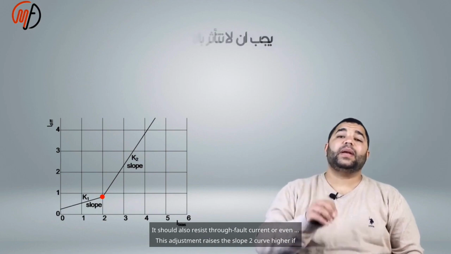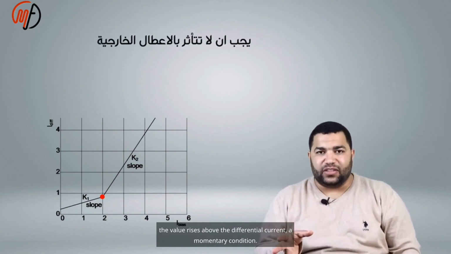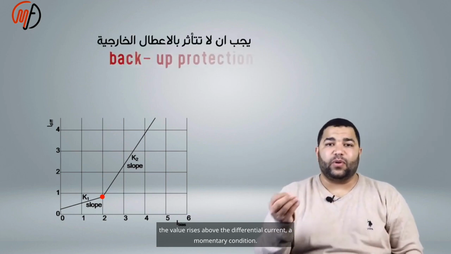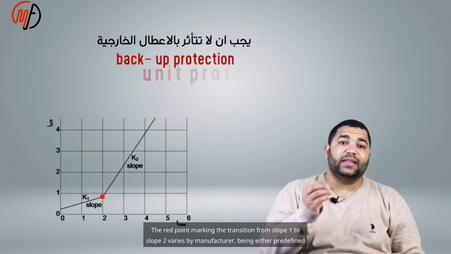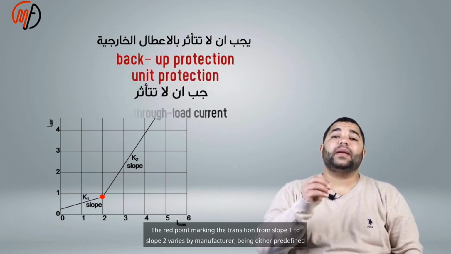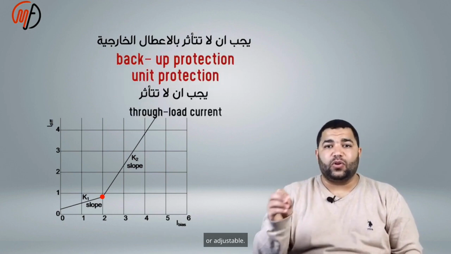This adjustment raises the slope 2 curve higher if the value rises above the differential current, which is a momentary condition. The red point marking the transition from slope 1 to slope 2 varies by manufacturer, being either predefined or adjustable.